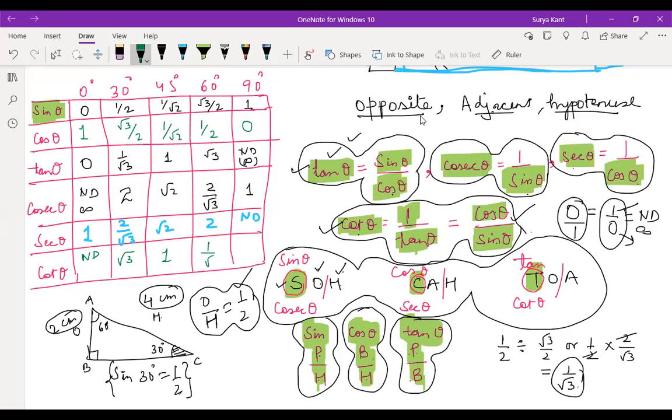No, it was 1 by root 3. Sir, it is √3/3, no, sir. Okay. Root 3 by 3 is nothing but what? If you cancel this, we'll get 1 by root 3 only. Okay. Yes, sir. Next. Then sir, 0, sir. Then 0. Okay. Nice.